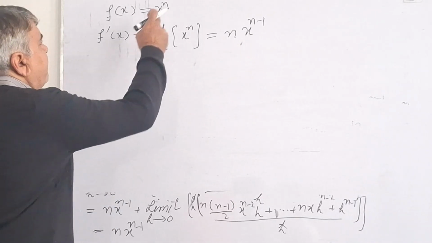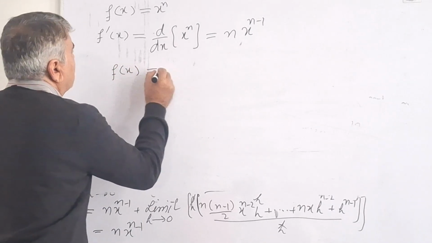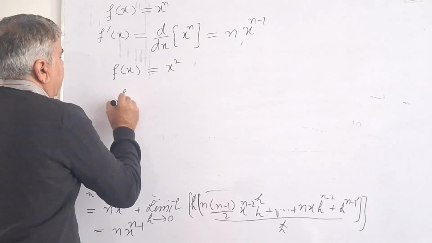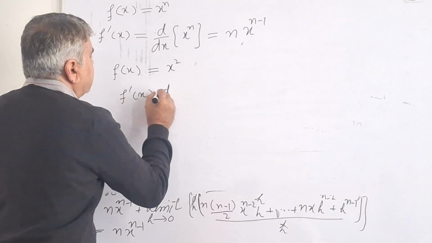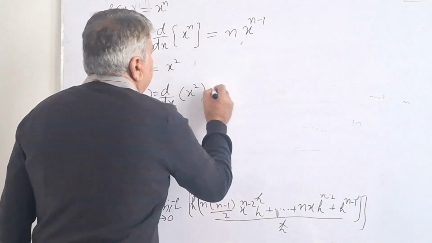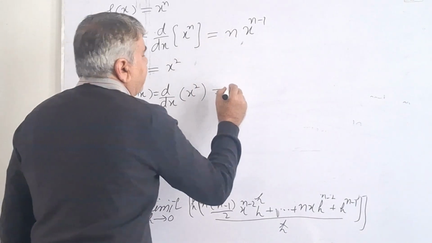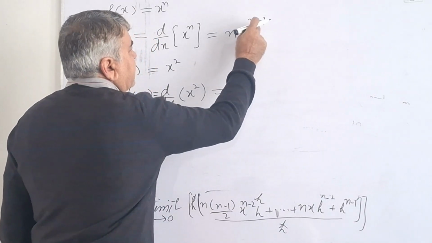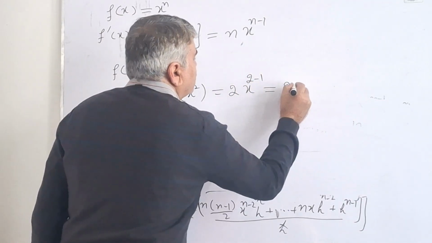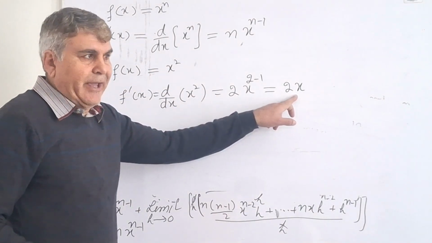For example, if n is equal to 2, then we would have a function like f of x equals x squared. According to this formula, the derivative f prime of x would be equal to d by dx of x squared, and as per this result, instead of n I have 2 over here, so I'll write 2, and then x to the power n minus 1 becomes x to the power 2 minus 1, which makes this 2x. So the derivative of x squared is equal to 2x.